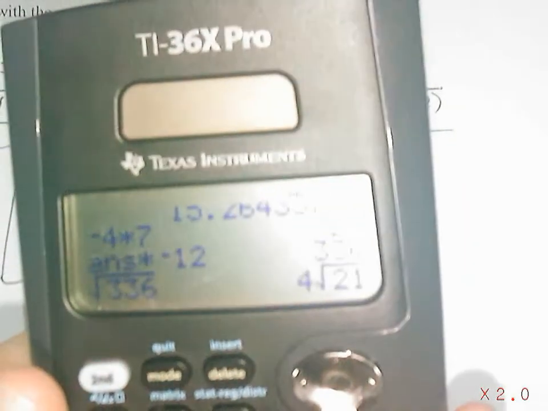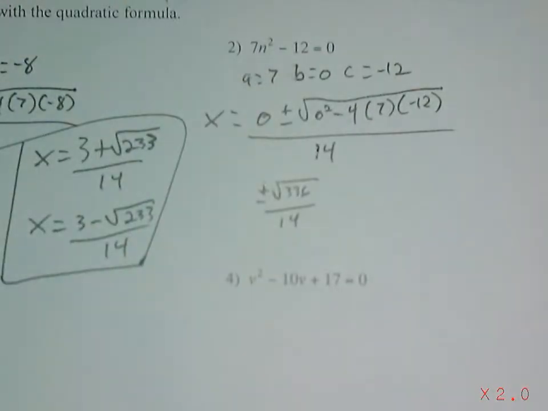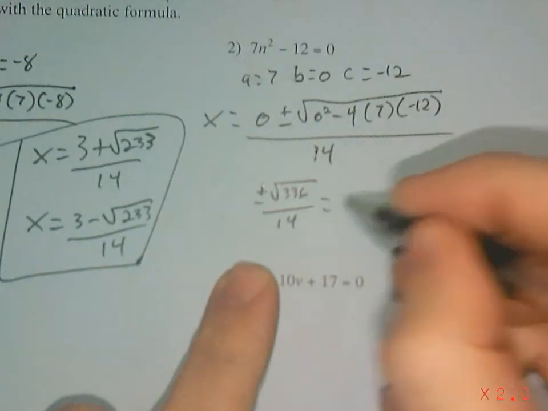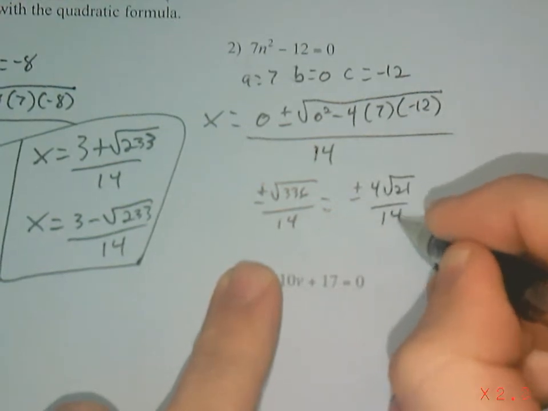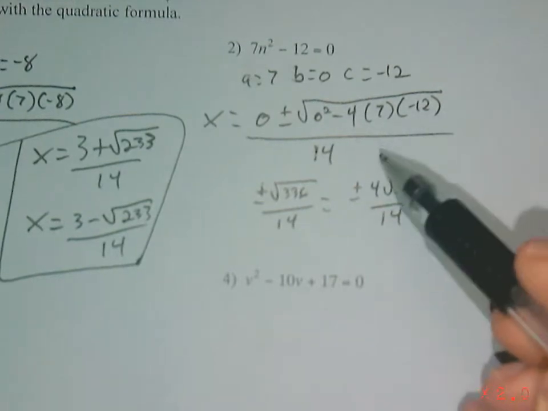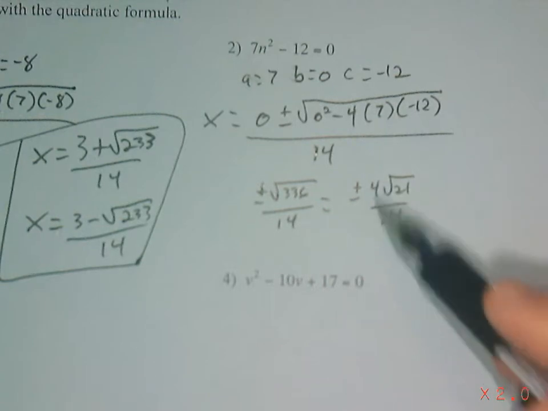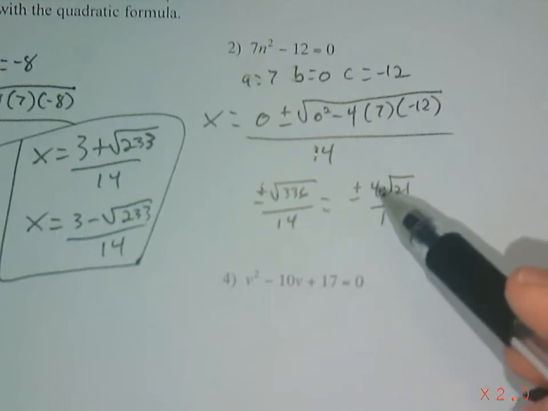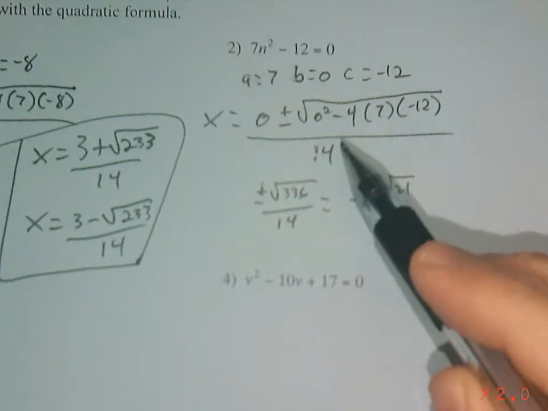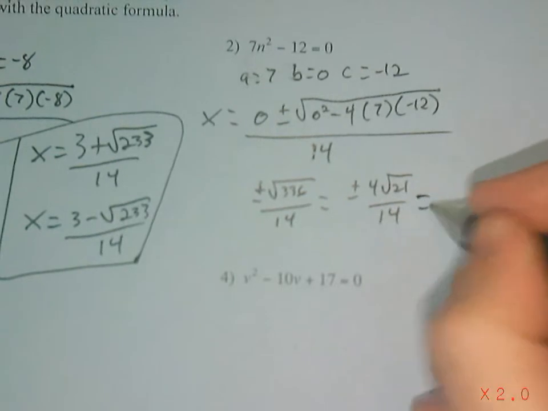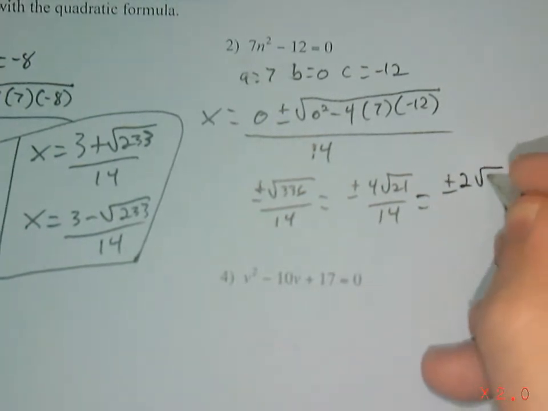It does simplify though, right? So I can take out a 4 and it becomes 4 times square root of 21. So plus or minus 4 times square root of 21 all over 14. Now the question is, can I simplify this at all? Is there any common factors here that I can simplify between these two? And there is, right? I could write this as 2 times 2. I could write this as 2 times 7. I could cancel out the 2's, and I would have plus or minus 2 times the square root of 21 all over 7.